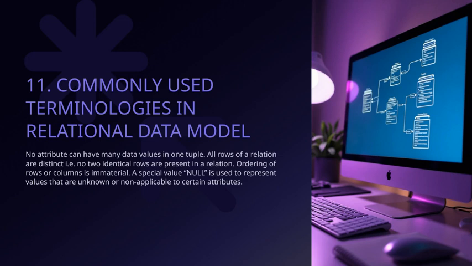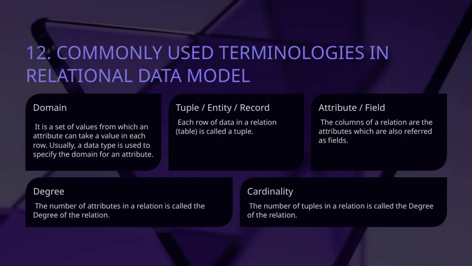Another crucial point is the use of a special value called null. Null is used to indicate that a certain value is either unknown or not applicable to a particular attribute. This allows us to handle missing or inapplicable data gracefully without disrupting the integrity of our dataset. Connecting all these points, these terminologies help us maintain data integrity and clarity in the relational model, which is fundamental as we build reliable and efficient databases.